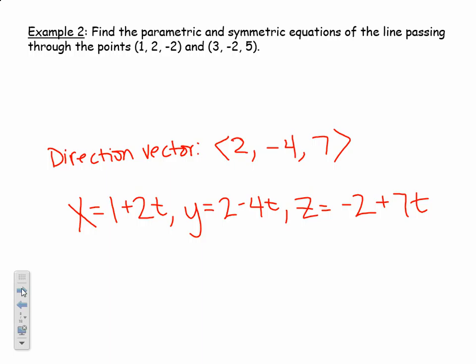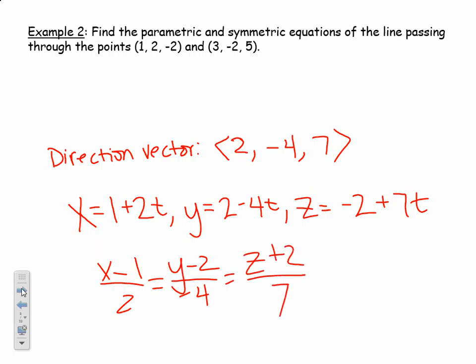Our symmetric equations: x minus 1 over 2 equals y minus 2 over negative 4 equals z plus 2 over 7, which would be the same thing as x minus 3 over 2, y plus 2 over negative 4, z minus 5 over 7. Okay, so there would be 2 different ways to describe that line in a set of parametric equations.